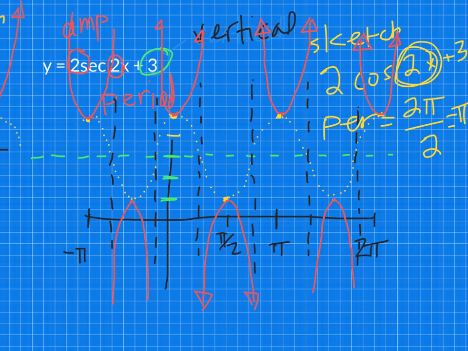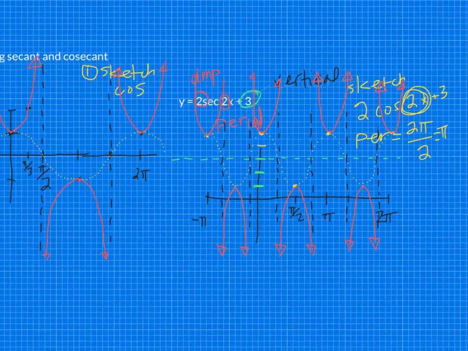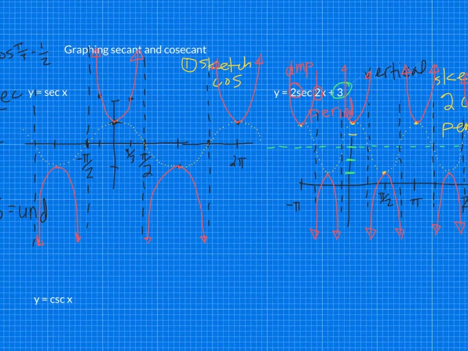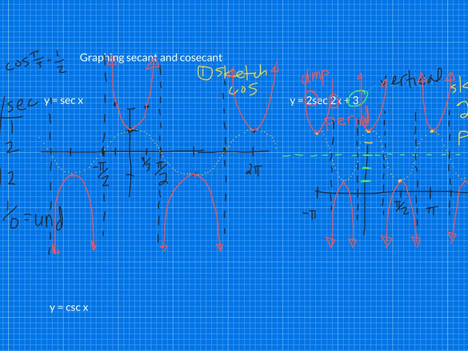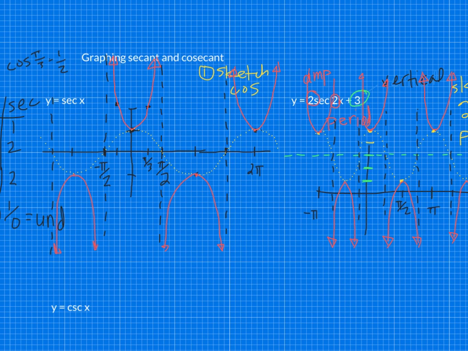So if you were going to be graphing cosecant, you would want to sketch sine first and figure out where it had asymptotes. And that's where it also crosses the x-axis. But for this time, this is just secant. Okay, so here we have your secant graph, and you have your adjustment. Hopefully this has helped.